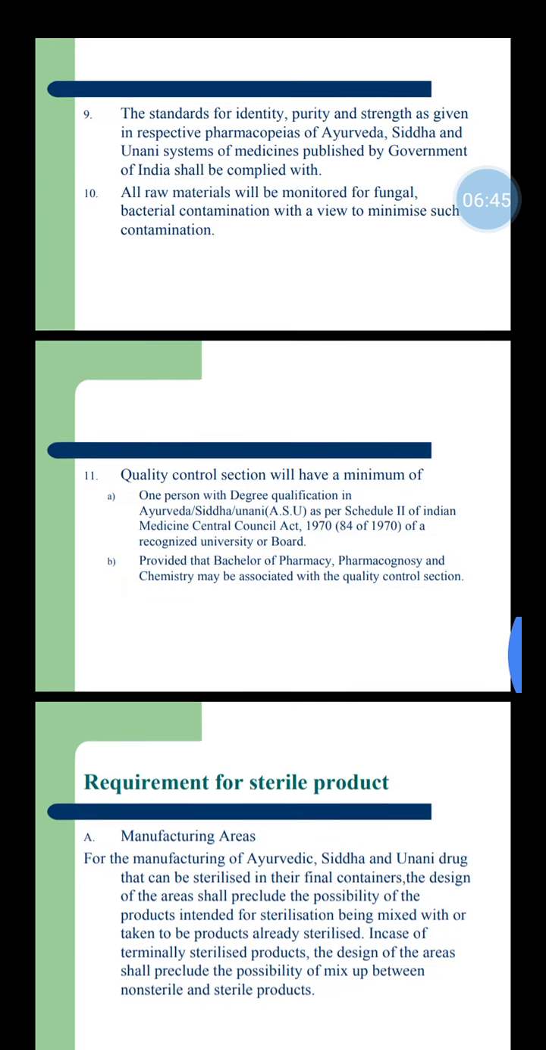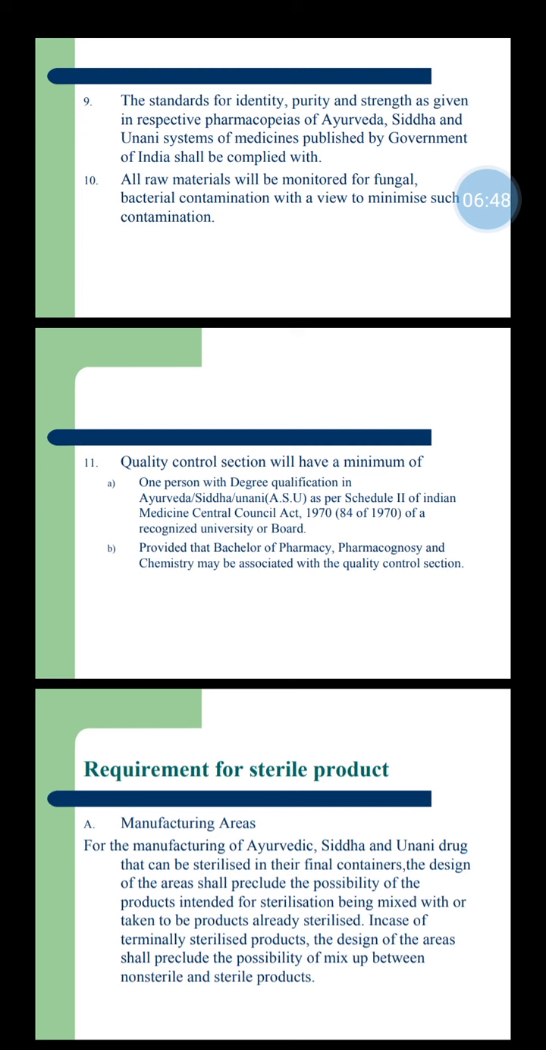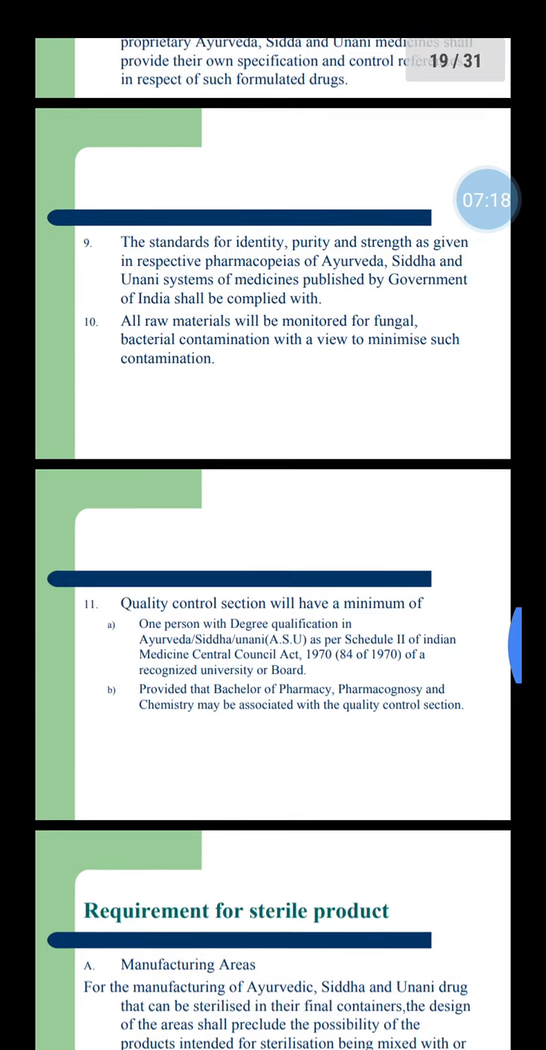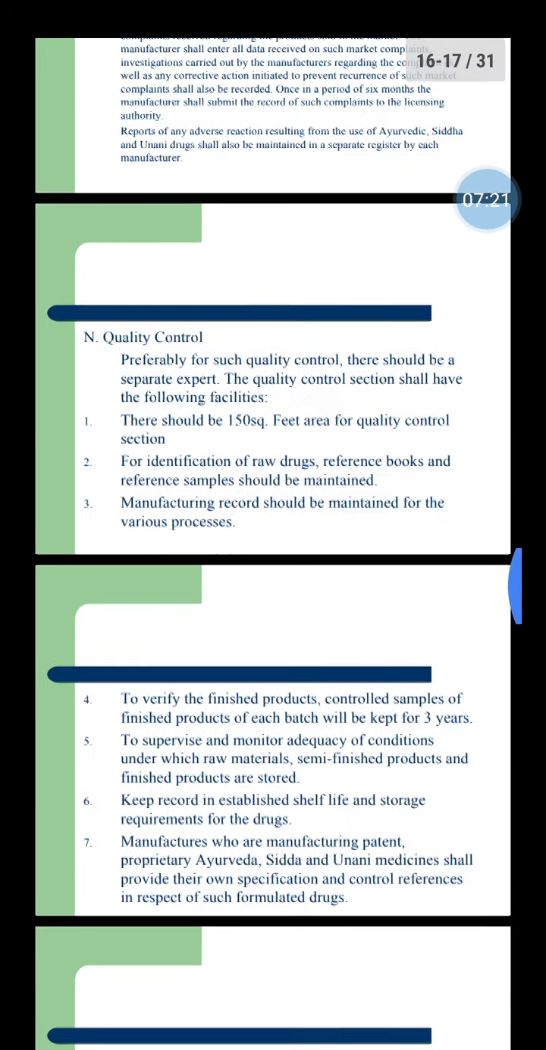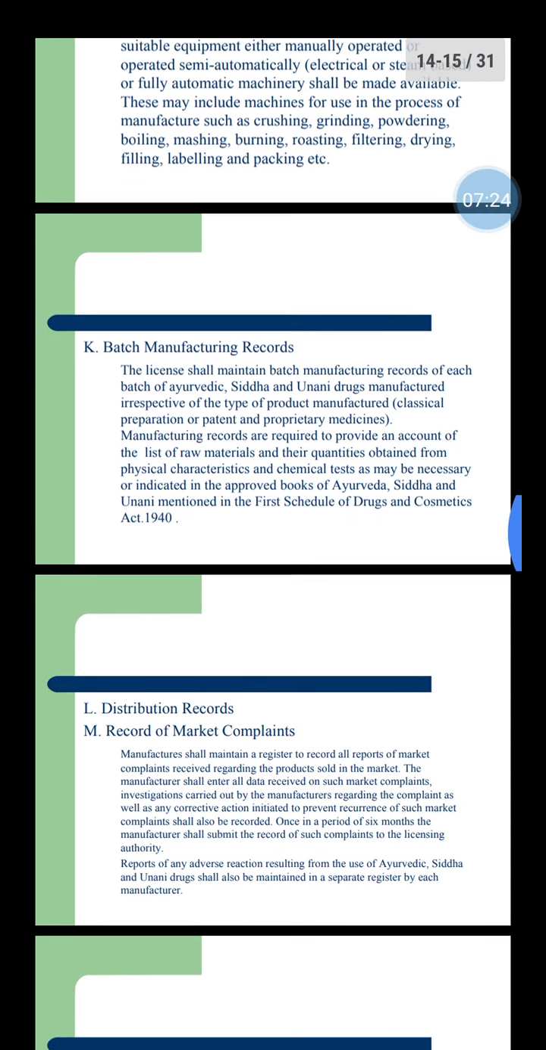Lastly, the quality control section will have a minimum of one person who is degree qualified in the Ayurvedic, Siddha, Unani system as per the Second Schedule of the Indian Medicine Central Council Act 1970 (Act 48 of 1970) from a recognized university or board. Then a Bachelor of Pharmacy, pharmacognosy and pharmacochemistry person may be associated with the quality control section. So this is for today's lecture. In the next lecture you will see the remaining part of Schedule T.